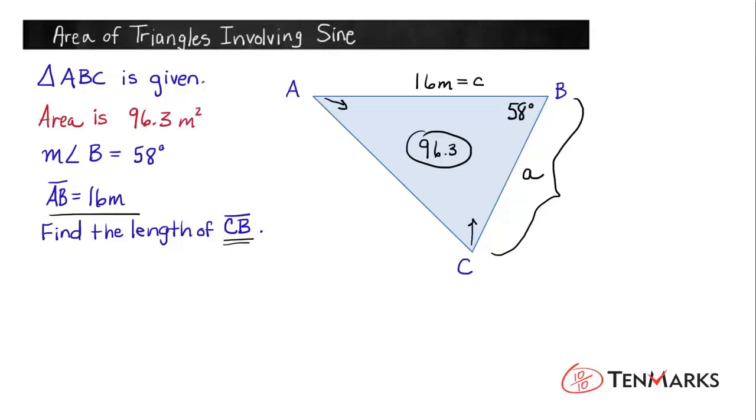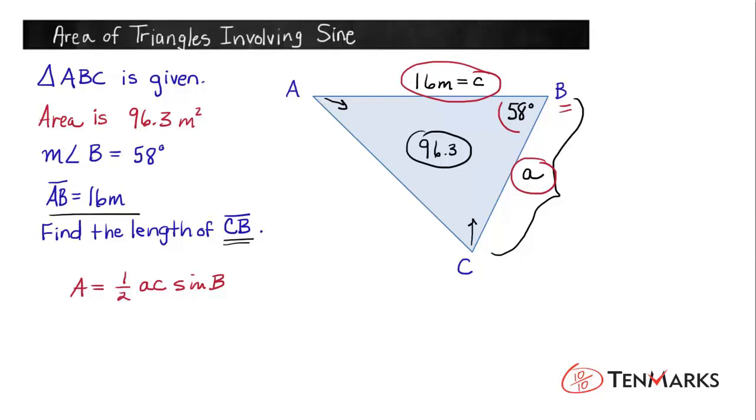Now let's get our formula. That's going to be the area of this triangle is going to equal 1/2 times the two side measures that have the included angle. So that's going to be side A and side C times the sine of angle B. And take a second and make sure you see where these came from. We have side C, we're looking for side A, and here's our included angle, which is angle B. So that's the formula we're using.